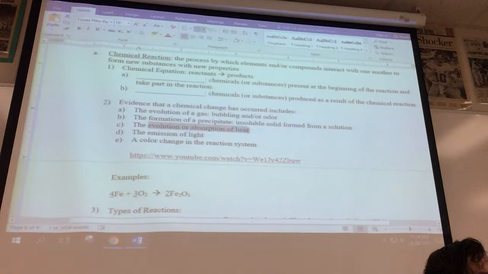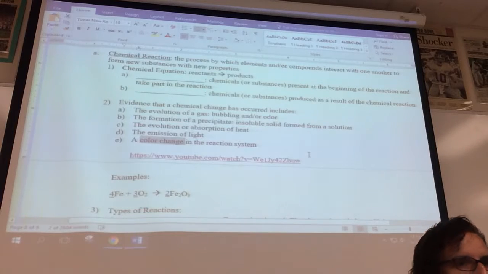Evolution or absorption of heat. Sometimes when you mix things together and you're not even heating them, they still smoke. Heat's being released, or you can have heat absorption. You can see light sometimes from a chemical reaction. You also can get a color change in a reaction. You're going to see that in the next video.